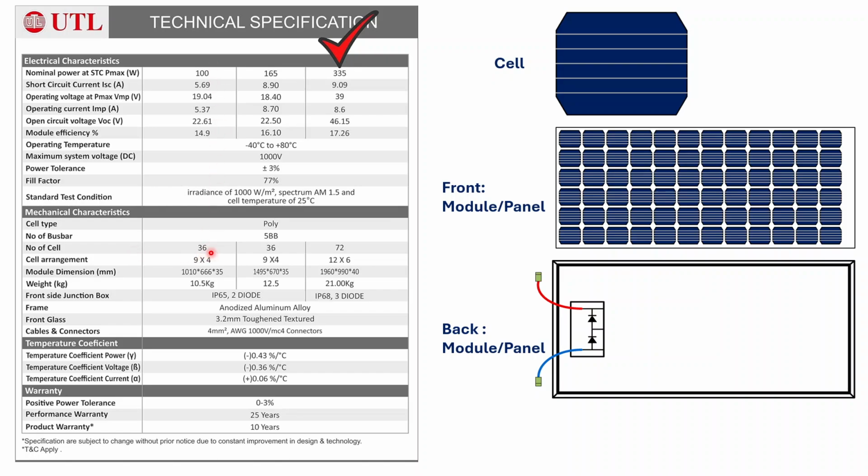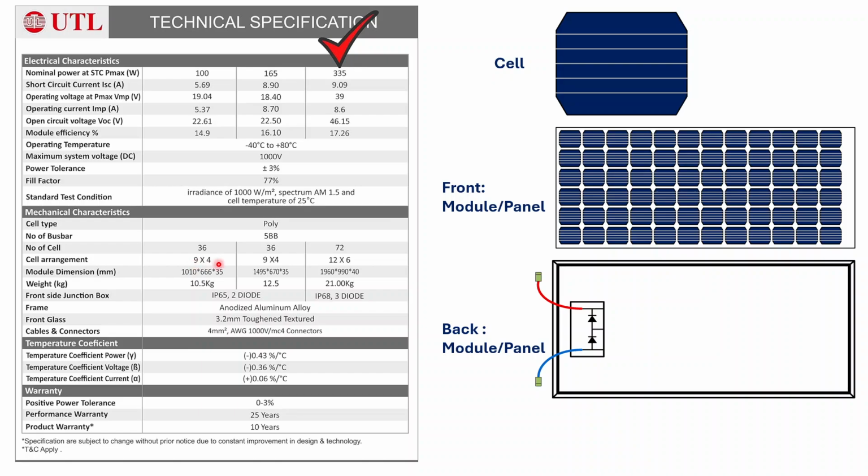For 100 watt solar panels, the maximum number of cells is 36, connected in 9 by 4 fashion. Here currently it's shown as 12 into 6 fashion. 12 cells are connected in series, then the next one connected in series, the next one, the next one. Similarly, the whole cells are connected in series in a complete module.